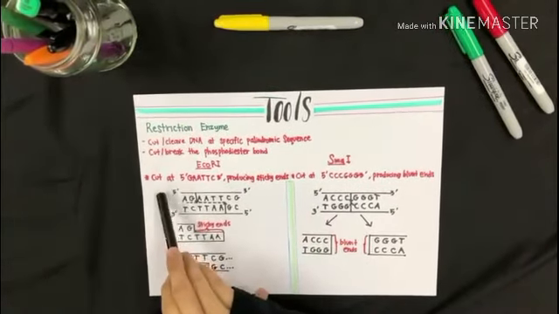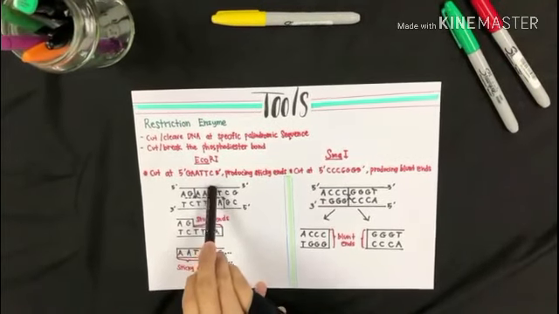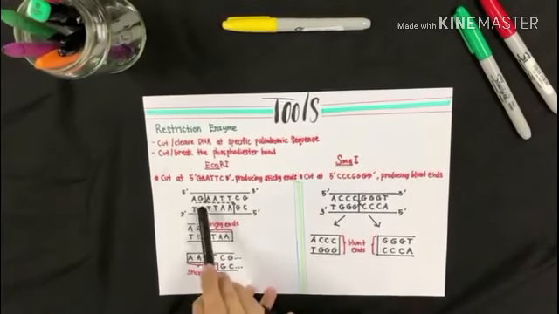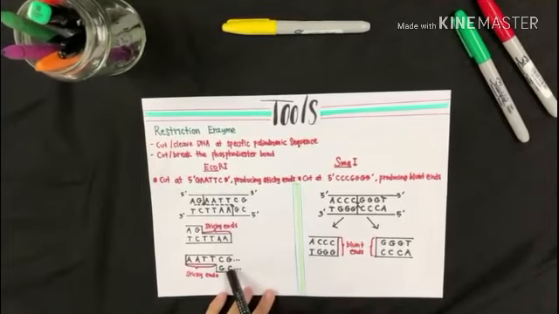The EcoR1 cuts at 5' GAATTC 3', producing sticky ends. It cuts between G and A and produces two sticky ends.